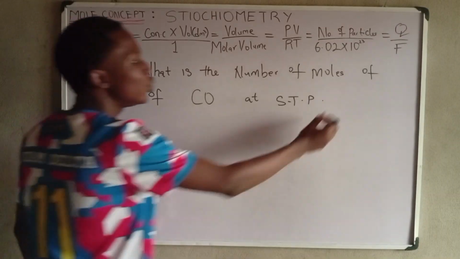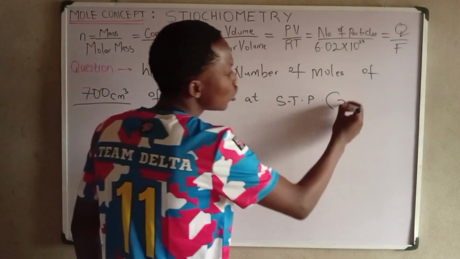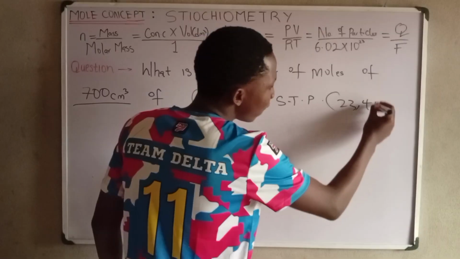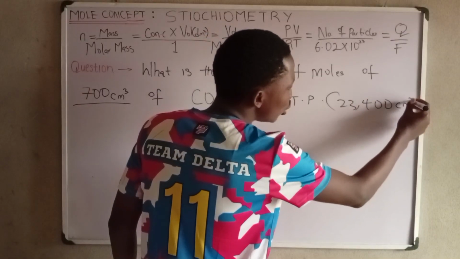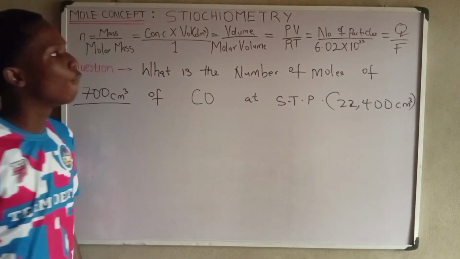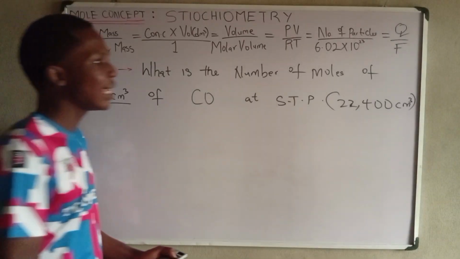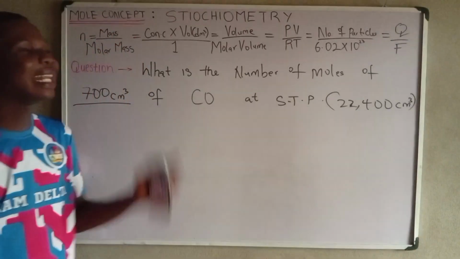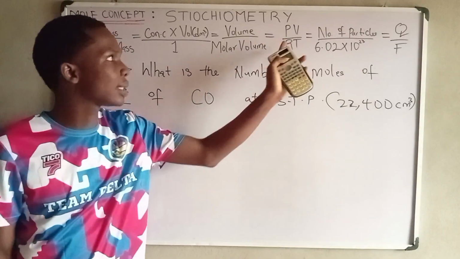We can simply use our molar volume, which is 22,400 cm cube. This will be the value for our molar volume. Okay, so now let's move on to the next formula, which is this.